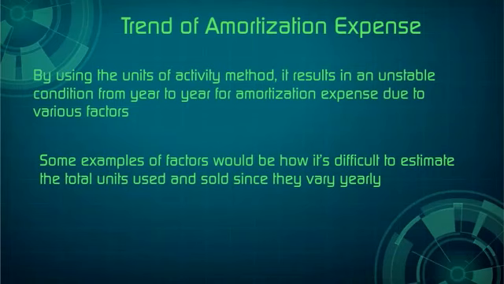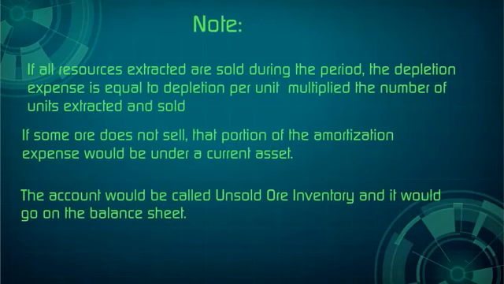Some examples of factors would be how it's difficult to estimate the total units used and sold since they vary yearly. So keep in mind that the depletion expense is equal to depletion per unit multiplied by the number of units extracted and sold, but only if all resources extracted are sold during the period. However, if some of the ore does not sell, the portion of the amortization expense would be under a current asset. When journalizing, the account would be called unsold ore inventory and it would go on the balance sheet.